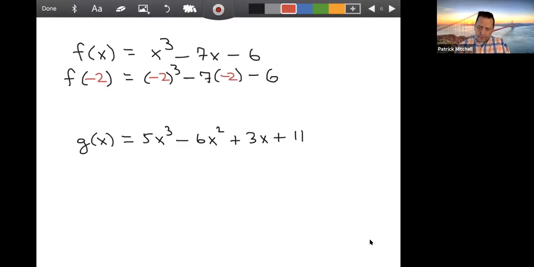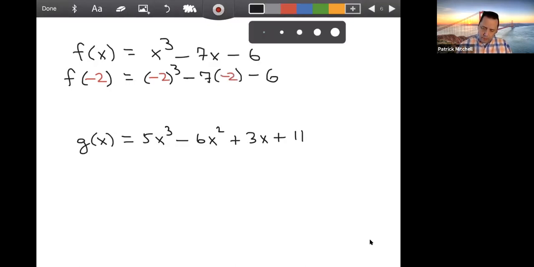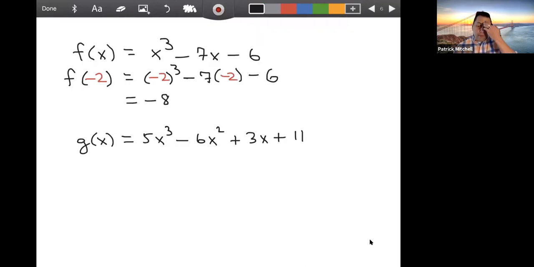Okay, so what do we get? We get the cube of negative 2, which is negative 8, minus 7 times negative 2, which is plus 14, minus 6. Negative 8 plus 14 is 6. 6 minus 6 is 0. Okay, so now we'll do the next one.